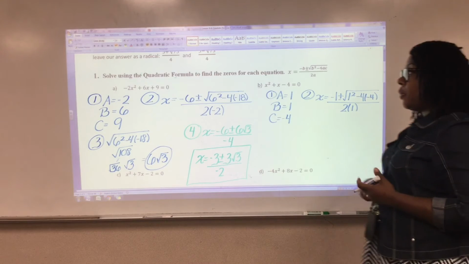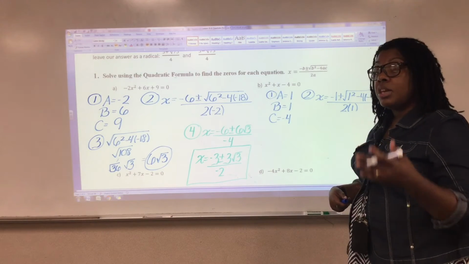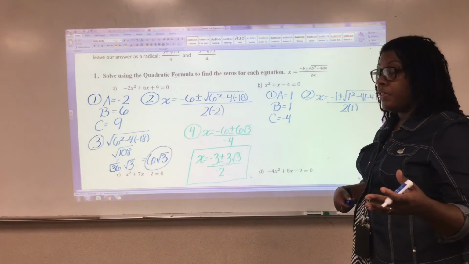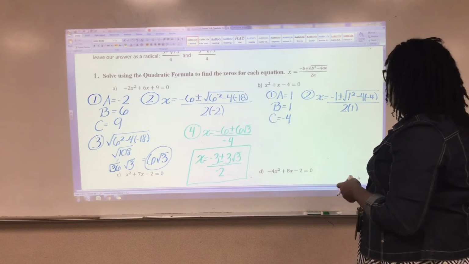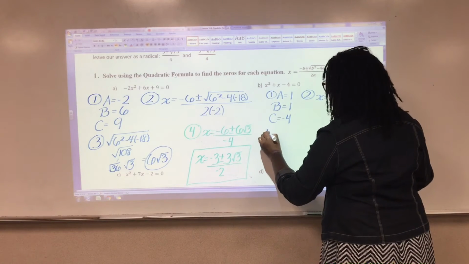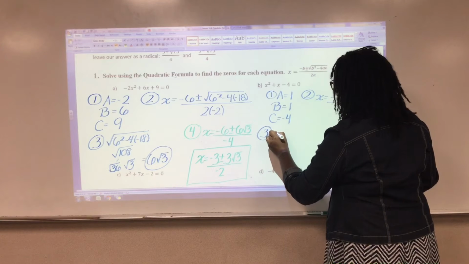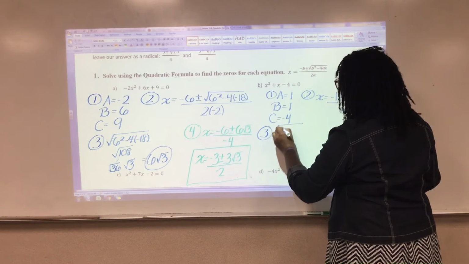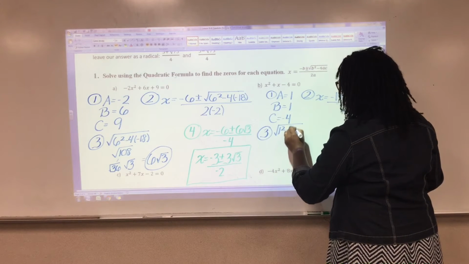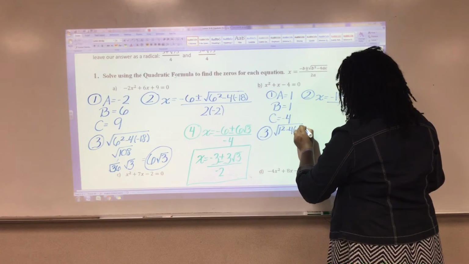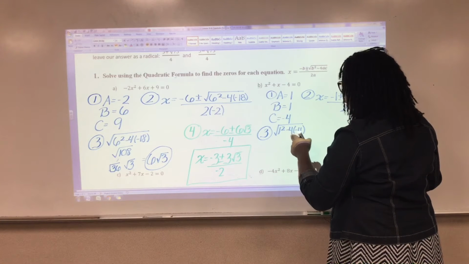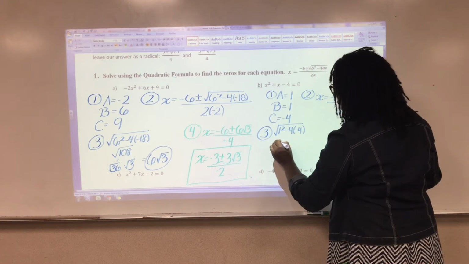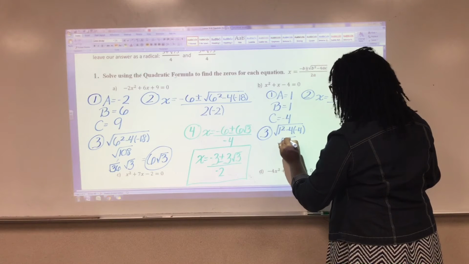So hopefully at this point, you are able to at least do step 1, which is identifying our coefficients of A, B, and C, and part 2. Step 3 is to simplify the radical. Don't overcomplicate it. The calculator does all the work. You just have to make sure you input everything correctly. 1 squared minus 4 parentheses -4, and the calculator should show 17.